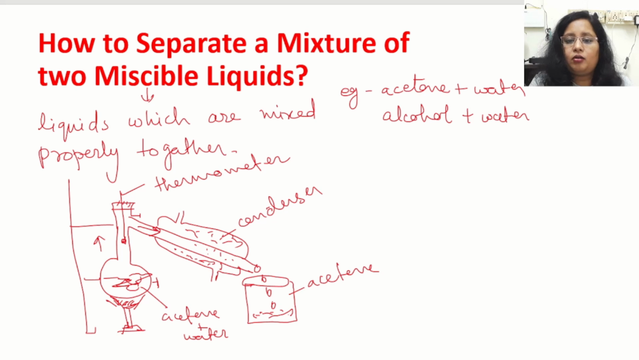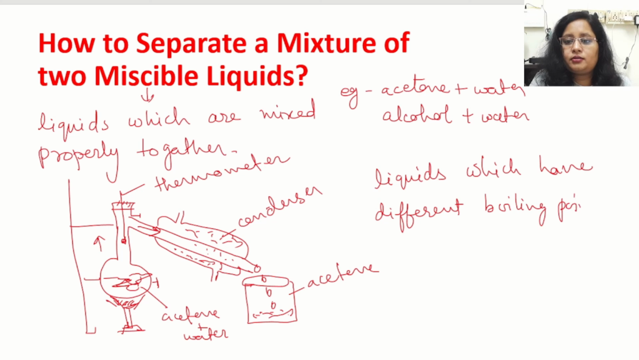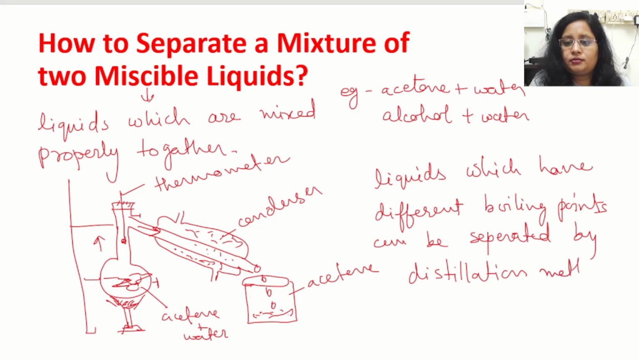Okay. Now the idea is: liquids which have different boiling points can be separated by the distillation method. And this whole story is called the distillation method.